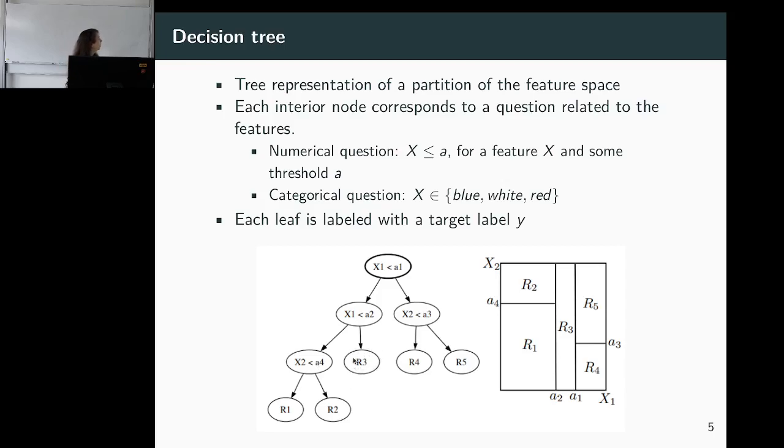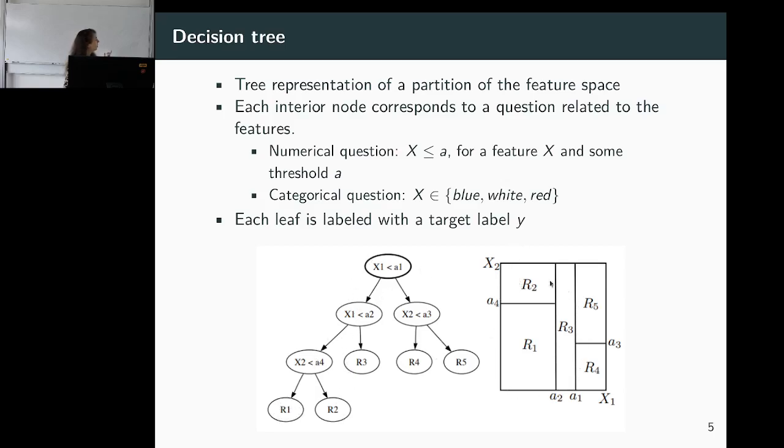So here, these leaves correspond to a target label, some label which we put there. So we will ask this, then we go here, for example, then we are here. And if our example answered these questions like this, it will receive this label. So this is basically how it works.